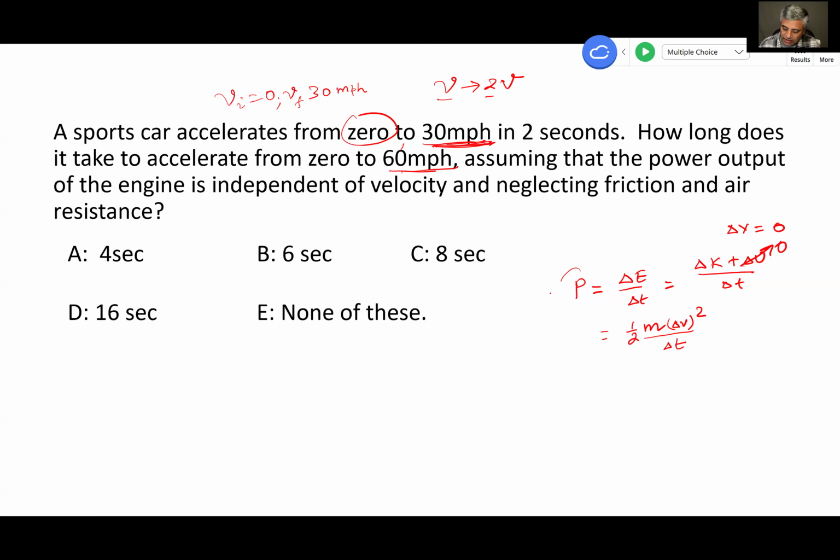So in this case, power is the same. So let's say car number 1 and car number 2, both of them have, oh, it's the same car, not even a car number 1 and 2, it's the same car, right? So it says the power output of the engine is independent of velocity and neglect air friction and air resistance. So independent means power is fixed. So of course, the mass is also fixed. So what's changing? Velocity is changing, and to compensate, this ratio has to remain the same.